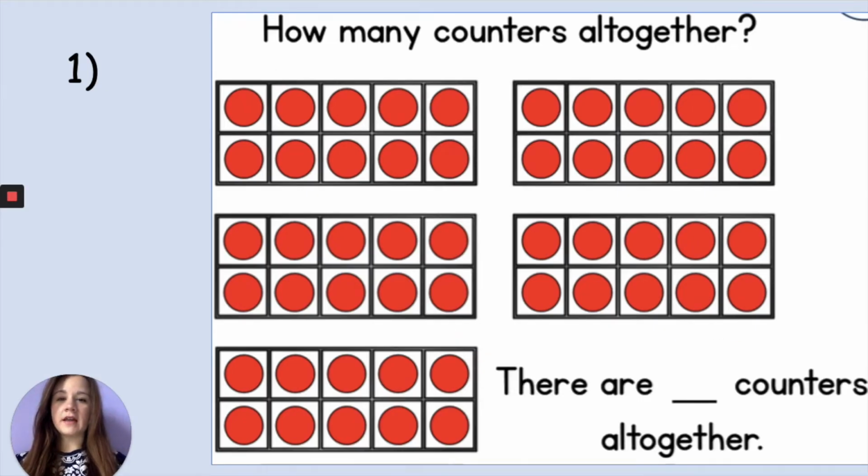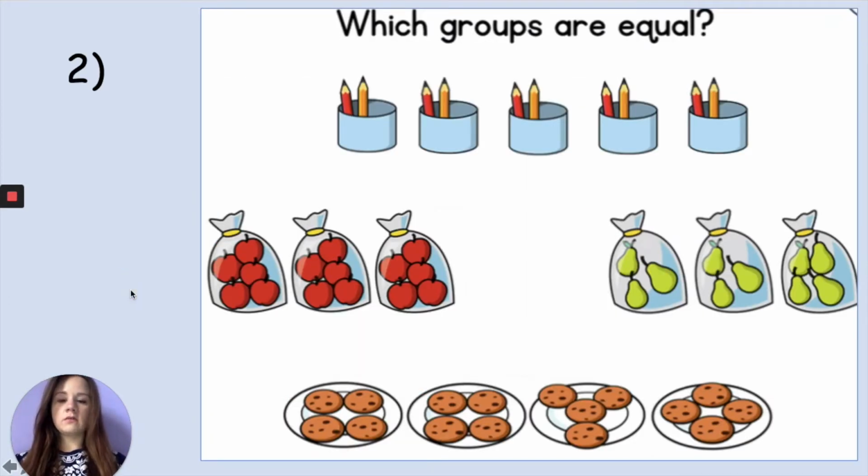Question number 1. How many counters altogether? So we've got lots of counters here in tens frames. There are something counters altogether. Pause the video to complete this question. Question number 2. Which groups are equal? So just write which ones are equal in your book, or if you have downloaded it, next to it, write equal.